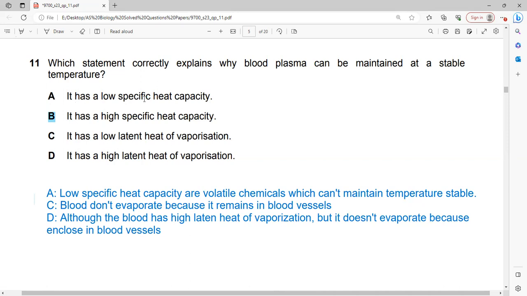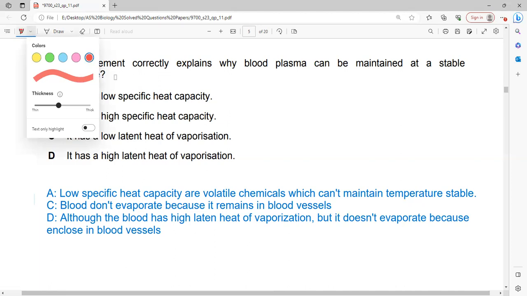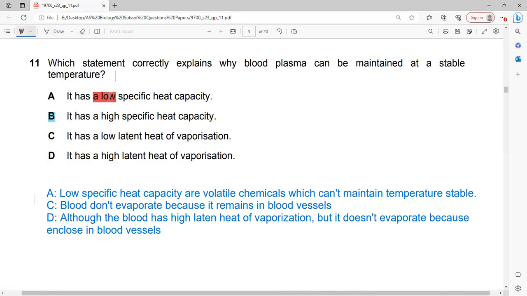Now, it has a low specific heat capacity is a wrong option. Why is it wrong? Because here the word low is wrong. If it were low, it wouldn't be able to maintain its temperature. Now, it has a low latent heat of vaporization. Here vaporization is not a relevant option, because the blood is enclosed in the blood vessel, so it does not vaporize to maintain its temperature. So that's why B is our correct option here.